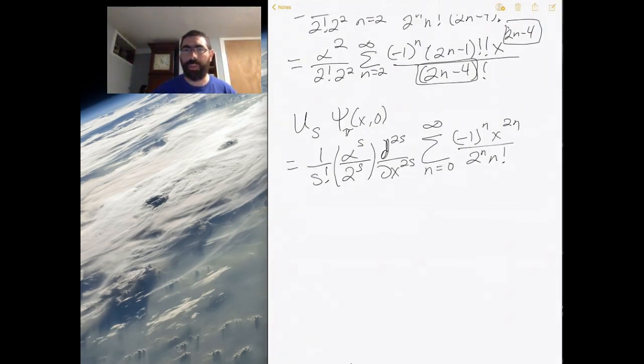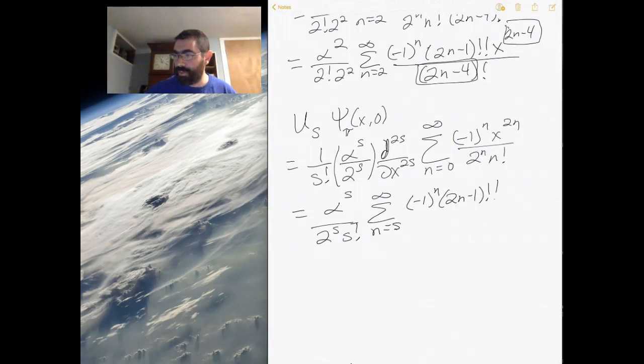And if it fits with the pattern that we have above, then what this should be equal to is alpha to the s power over 2 to the s power s factorial times the sum n starting from s to infinity, minus 1 to the n power, 2n minus 1 double factorial, x to the 2n minus 2s, divided by 2n minus 2s factorial. So we now have one for every single term in our expansion of the propagator.